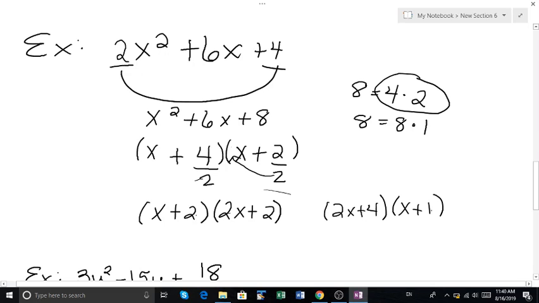Both of these answers are correct. Both of them will get you the solutions you need. On your exams and quizzes, I will take both of these answers. Okay, let's move on to the next one.